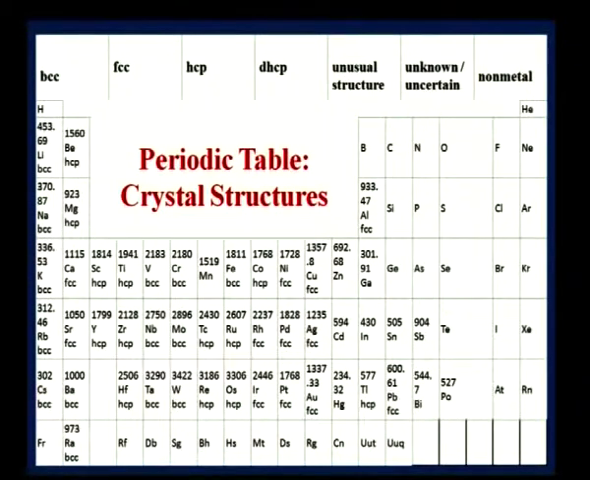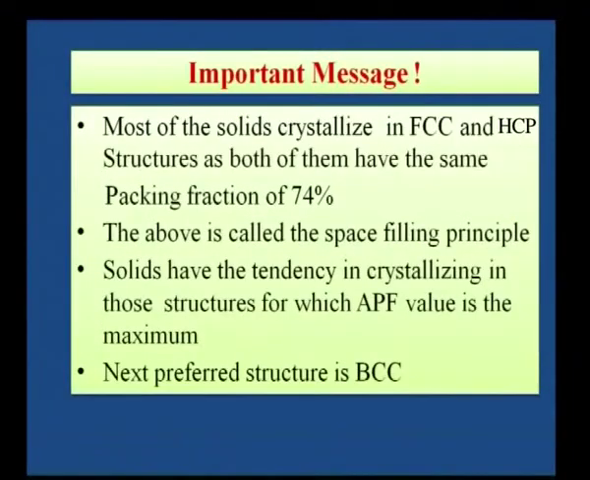Supposing one is asked what is the structure of any given solid, a particular element here, generally you can make a brute guess: FCC or HCP, that should be the normal thing, if not BCC. These are the three major structures; most of the elements crystallize in HCP, FCC and then BCC. It is because of the packing fraction, the APF value. The higher the packing density, the higher the tendency for a solid to go to that structure.